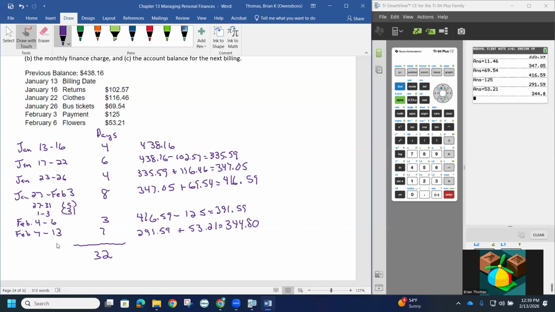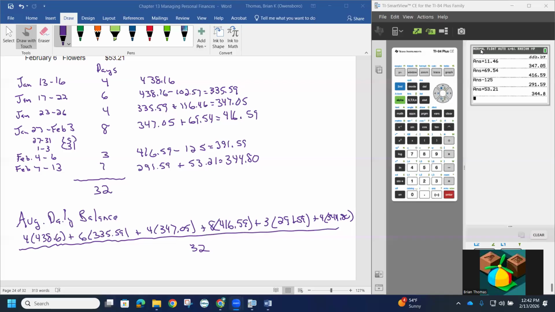So now we can find our average daily balance. I'll pause the video for a second and we'll get that going. To determine the average daily balance, we have to have the sum of the daily balances divided by the number of days in the cycle. Remember that to determine the sum of the daily balances, you have 4 days at $438.16, so you have to multiply those together. Then you add to that the 6 times the 335.59. I'm going to just start firing that into my calculator.